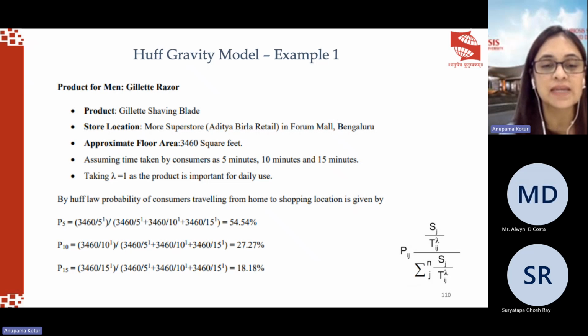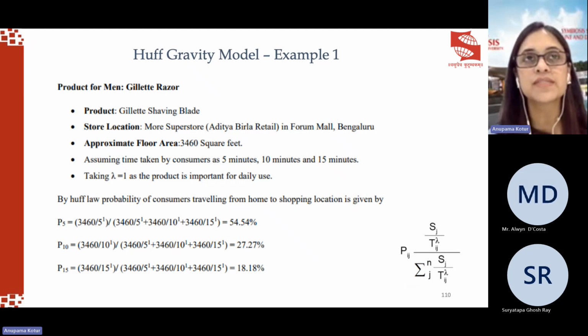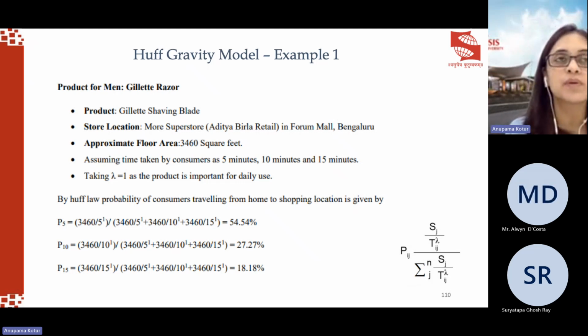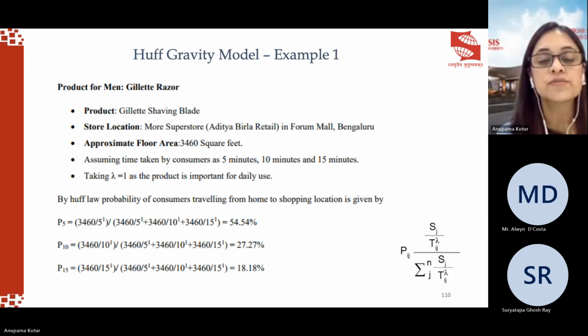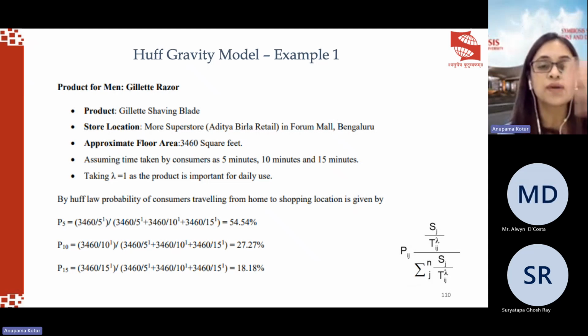54%, almost 55%, right? So that would mean that of the number of households that are present within the 5 minutes driving distance of the store, you can almost be assured of 50% of those people visiting your store to buy men's grooming products, the new category that you've introduced in your supermarket.